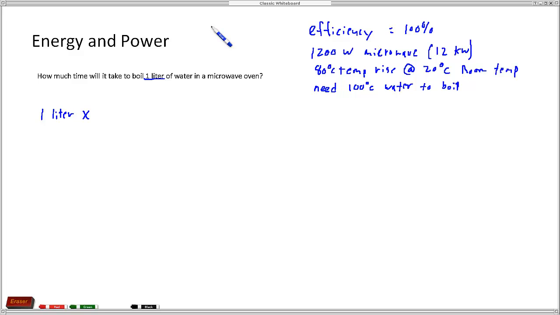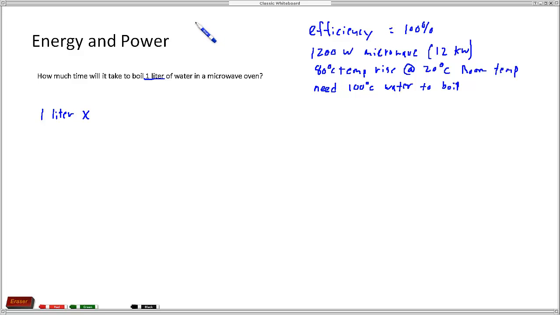1 gram of water in the metric system has a volume of 1 cc, or 1 cubic centimeter, which is kind of an interesting relationship. So that kind of pulls together volume and mass.